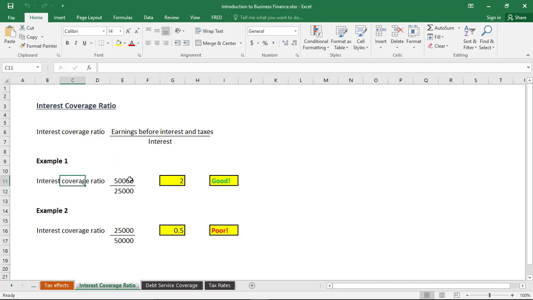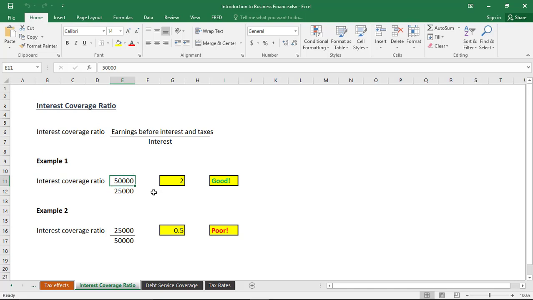So interest coverage ratio is EBIT by interest. EBIT in example 1 is 50,000 and the interest is 25,000. So 50,000 divided by 25,000 we get 2. So this means that you have adequate profits. You have 50,000 rupees of profits and you just have 25,000 rupees of interest. So you will be able to comfortably cover and pay interest of 25,000. That's what we are looking at.